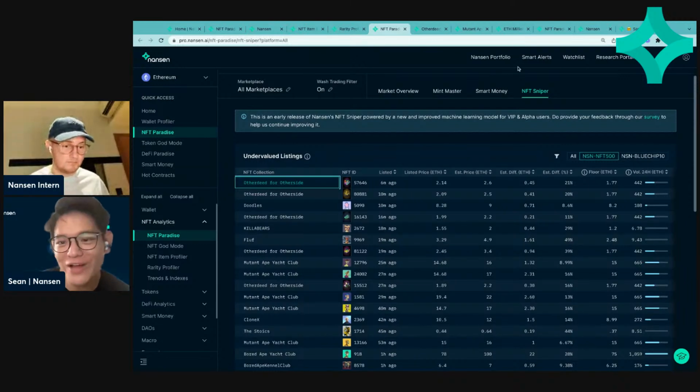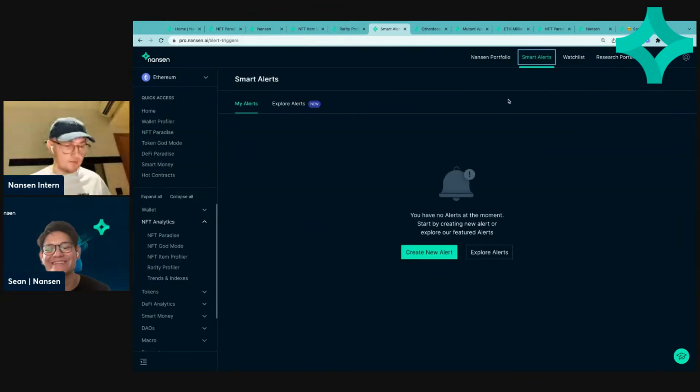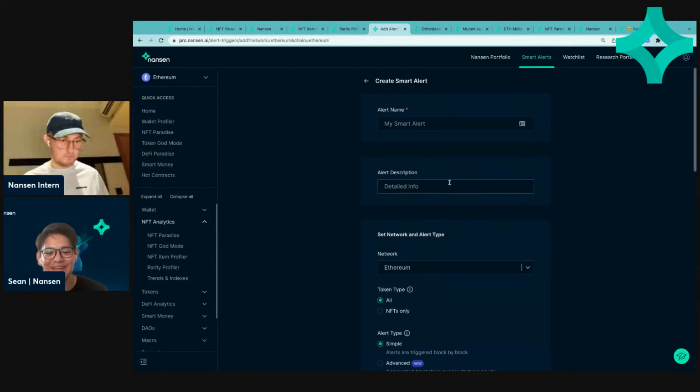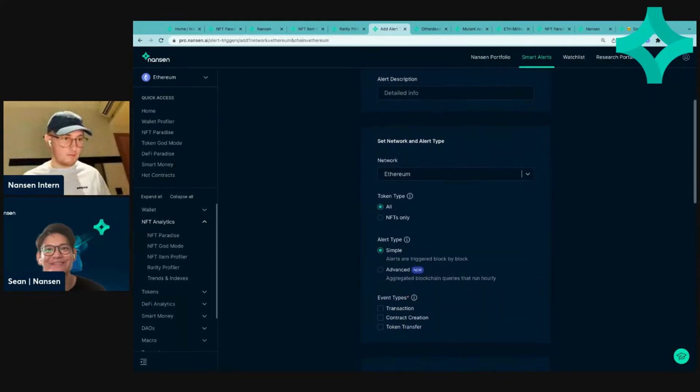Can I do one last shout out? Sure. There's actually a new smart alert feature. I'm not sure whether you have showcased it in office hour, but there's a smart alert now specific to NFT floor prices, which is really, really cool.